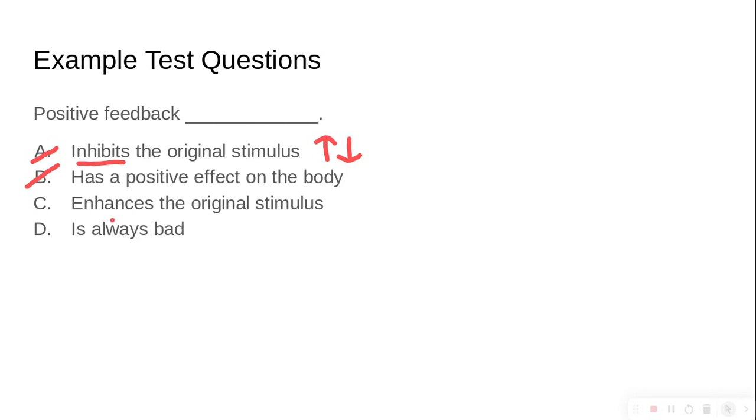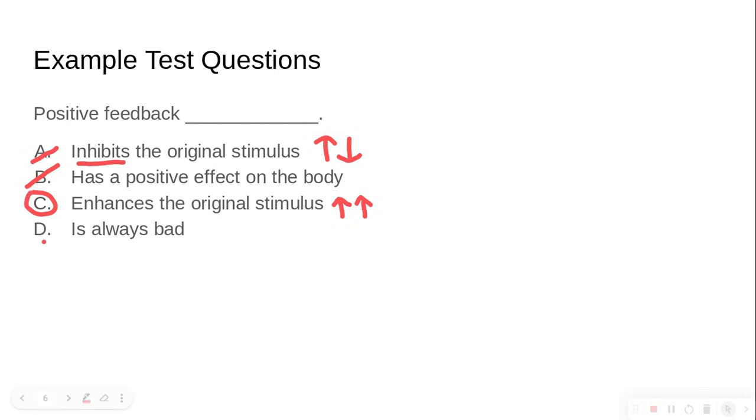So C, enhances the original stimulus. Okay, so we have an increase. Now we're enhancing the original stimulus, so we're going to have a further increase. So we can see both of our arrows are pointing in the same direction. So this sounds like positive feedback. This sounds like this is going to be our answer.